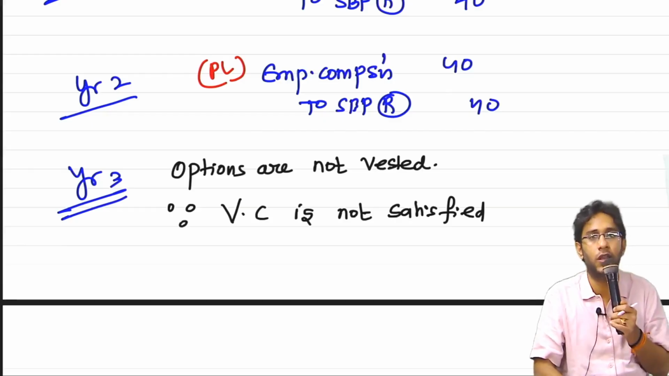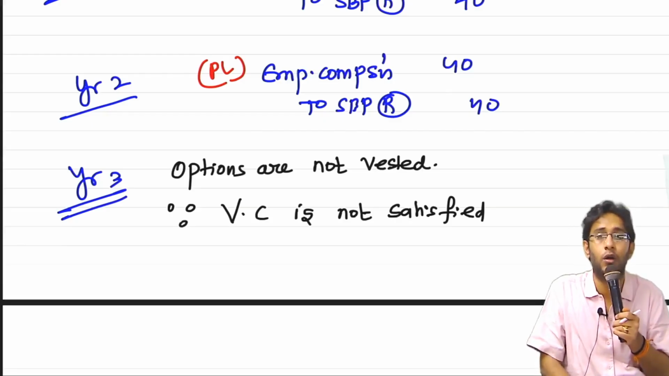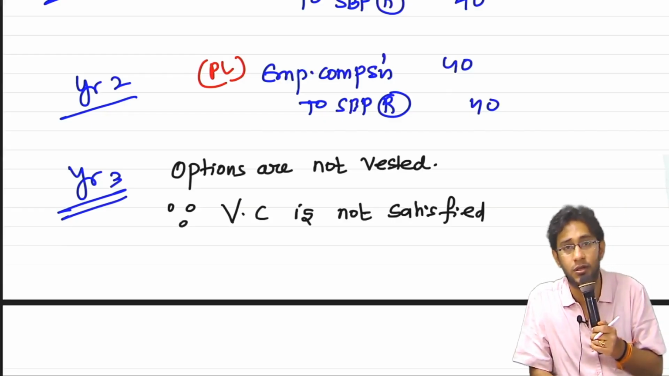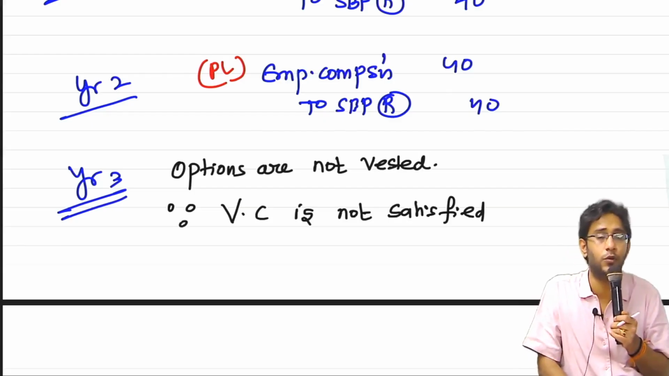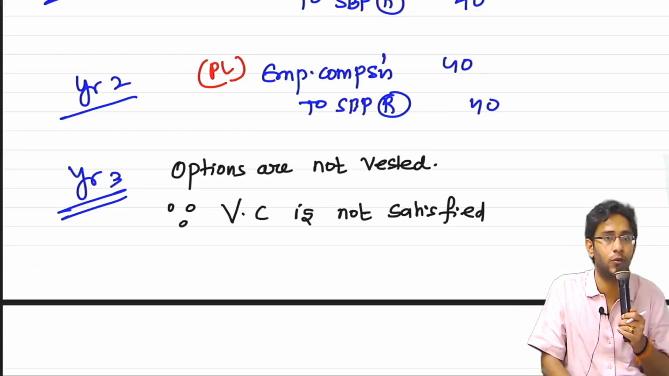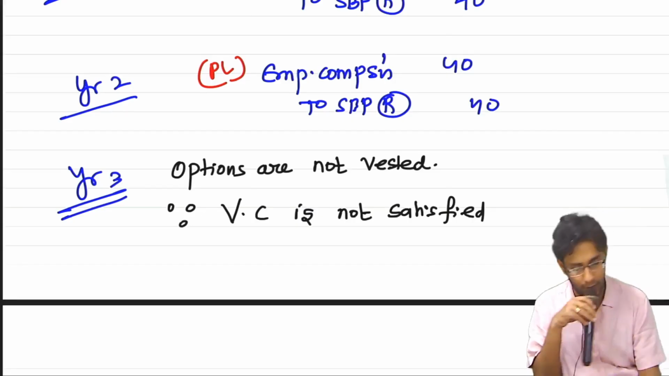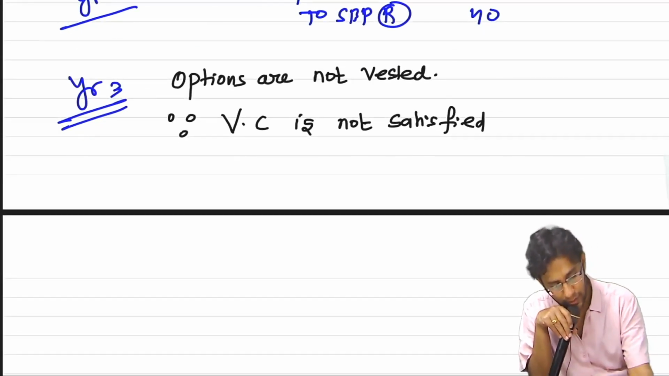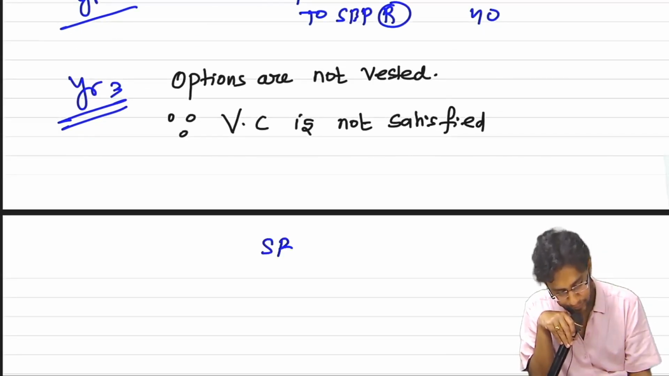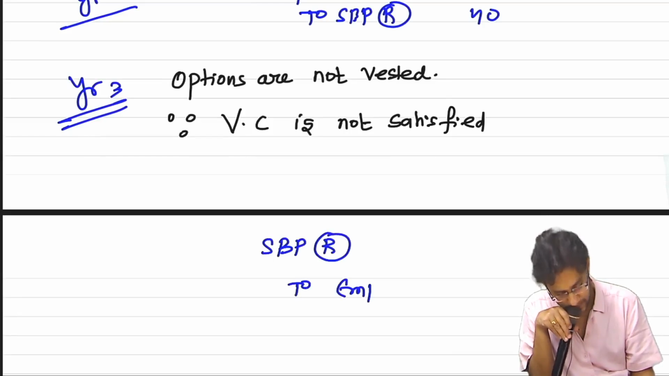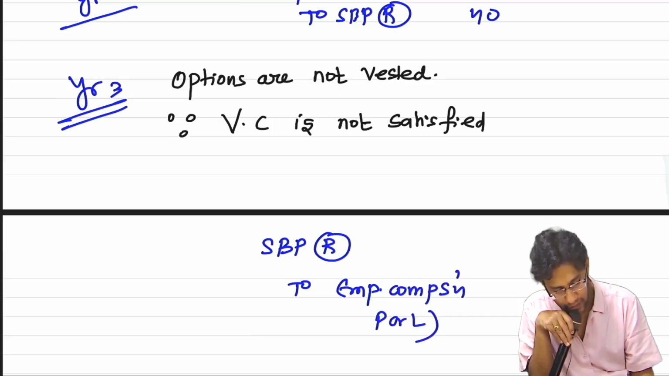You should not book any expenditure in the third year. Not only that, whatever expenditure you already recognized in year 1 and year 2, that also you have to reverse. Clear? Now, the entry we will write is: SBP reserve account debit to employee compensation account. It will ultimately go to P&L.